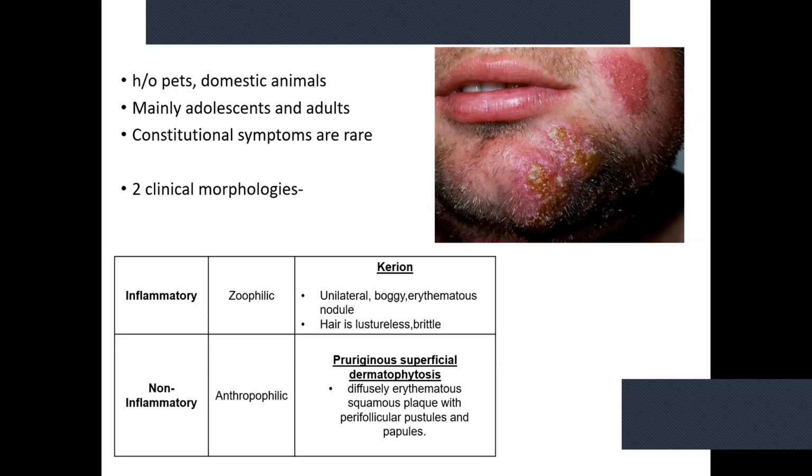Two clinical morphologies can be seen. Here also, same, inflammatory and non-inflammatory. Inflammatory, most likely zoophilic, shows unilateral boggy erythematous nodules, and hair becomes lusterless and brittle. Whereas non-inflammatory shows pruriginous, like severe itching, superficial dermatophytosis, diffuse erythematous squamous plaque with perifollicular pustules and papules. This is the image which is showing, and this image can have various diagnoses if we see it just as a spotter, which we will discuss later on.